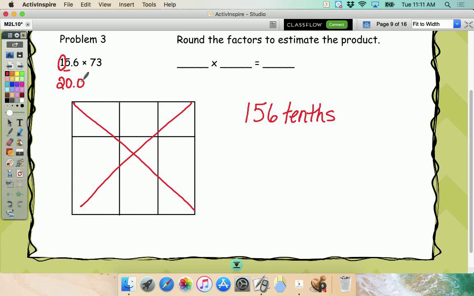Okay, so what are we writing on the line? 20. Okay. And what does 73 round to? So 2 times 7. How many zeros? 2. So this is going to be 1,400 ones.